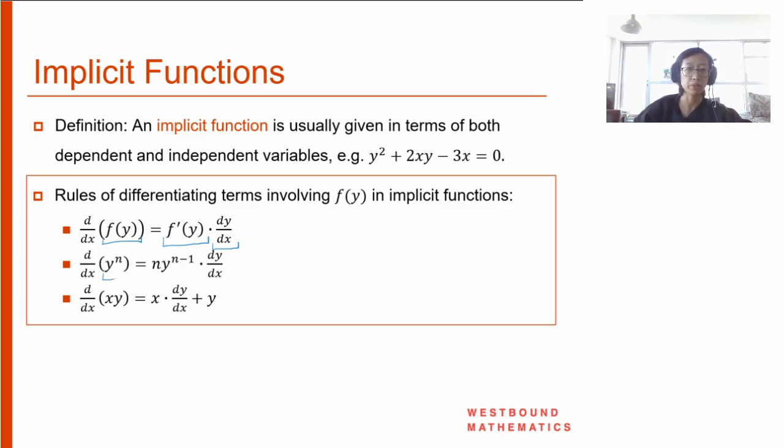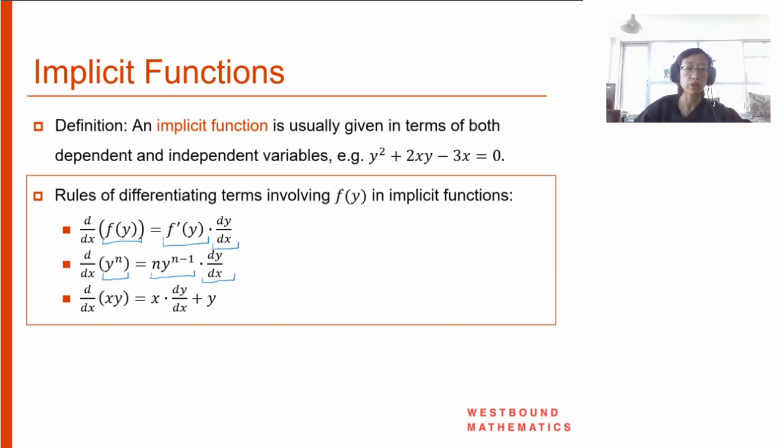And here is similar. When I'm trying to differentiate y to the power of n with respect to x, I differentiate it with respect to y first, which gives me n times y to the power of n minus 1. And again, I need to times it by dy dx because we're trying to find the rate of change of this y to the power of n with respect to x.